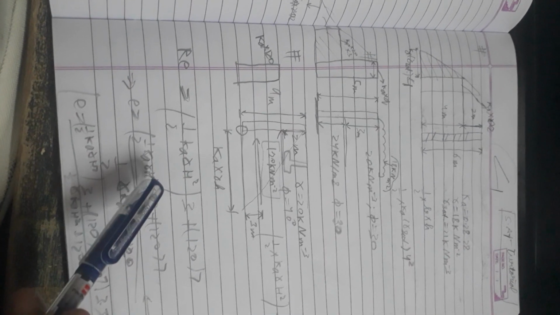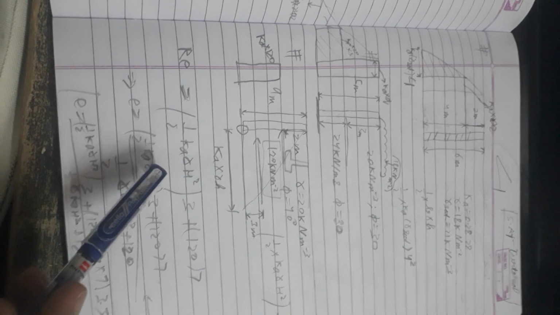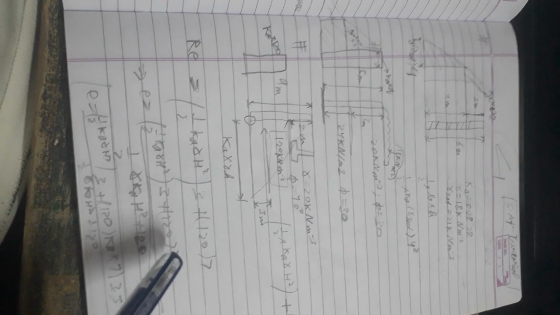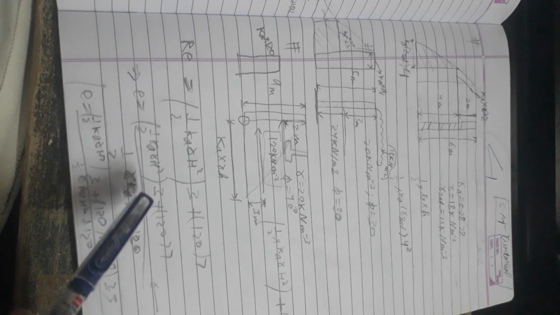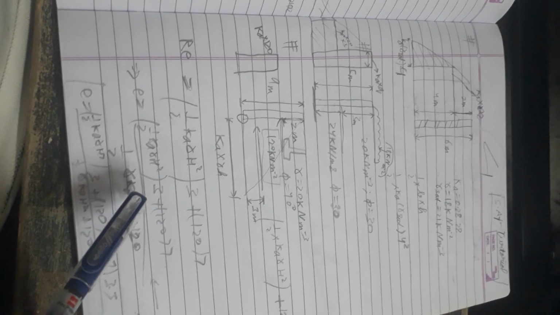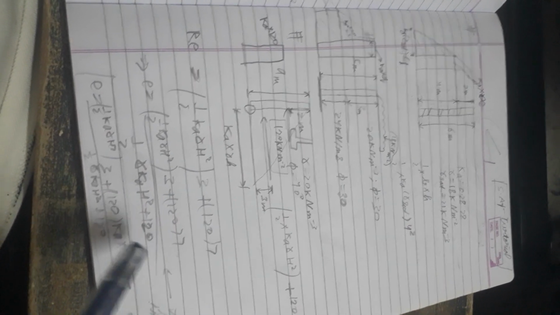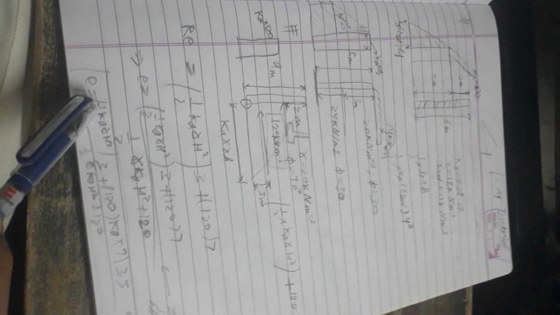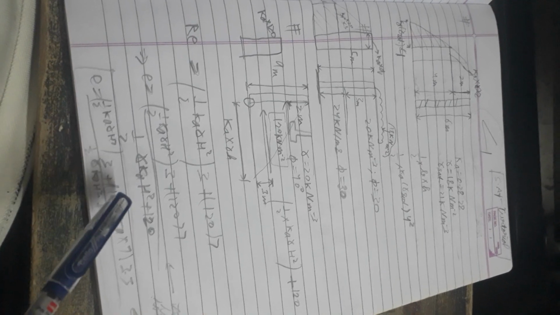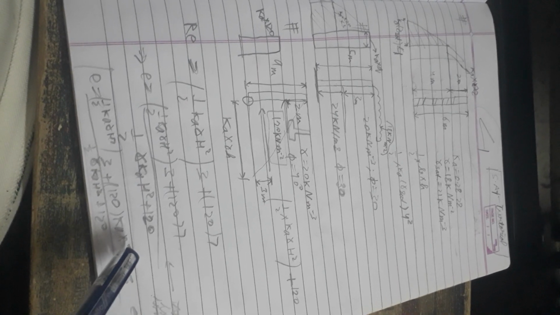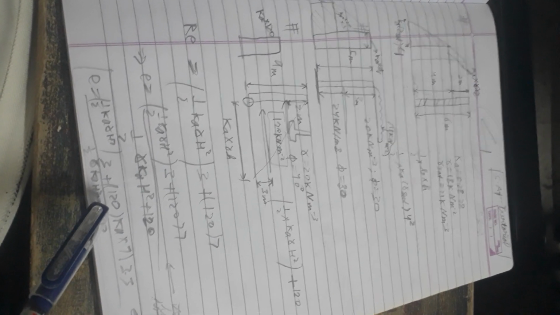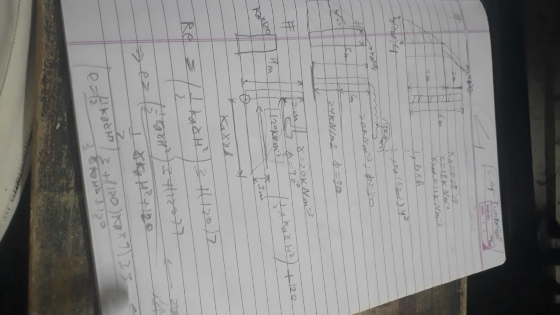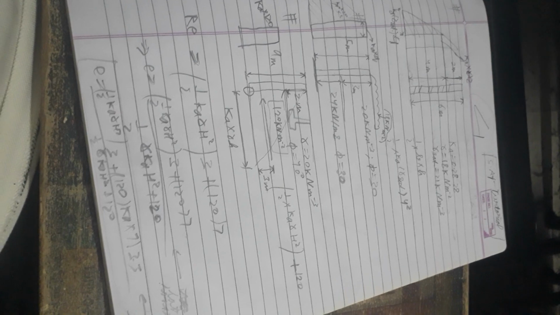E is equal to 120. E is equal to 1 by 2 into Ka into gamma into H square into 3 plus 120 into 7 by half gamma Ka into H square plus 120. Then this is the lateral loading. Then E is equal to half Ka gamma into H square into 3 plus 120 into K into 7 over half gamma into K into H square plus 120 into 3.3. This is no lateral loading.